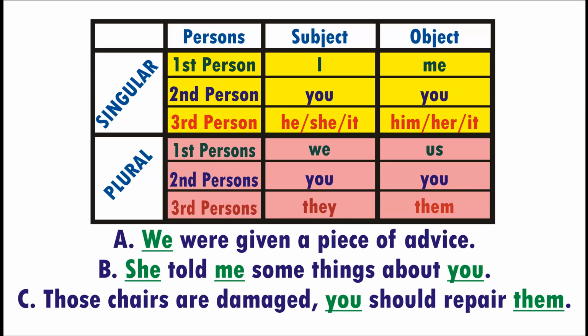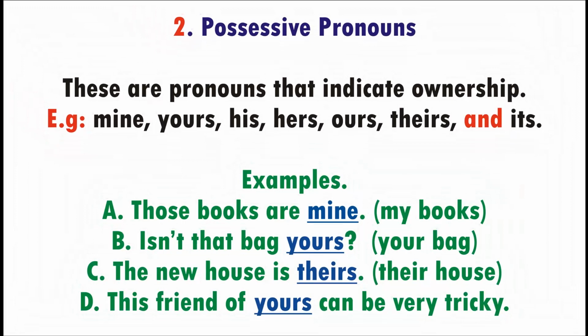Example C. Those chairs are damaged. You should repair them. So you is the person whom the person making the sentence is talking to. You should repair them. Them is the plural object form of the chairs. We say those chairs at the beginning, so them at the end of the sentence refers to the chairs in the object form and in the plural form.